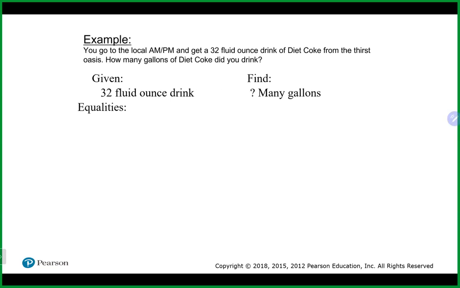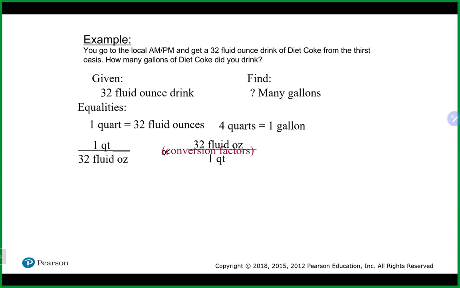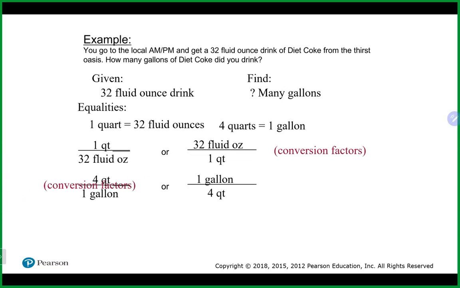You go to the local AM, PM, you decide to hit the Thirst Oasis. Lots of good stuff there. Too much, they say sometimes. You decide to buy 32 fluid ounces of Diet Coke, crushed ice, cubed ice, whichever it may be. How many gallons of Diet Coke did you drink? Here are some equalities that might be helpful and the respective conversion factors. So figure out how many gallons you drank, set it up using dimensional analysis so you can see the units and see what you come up with here.